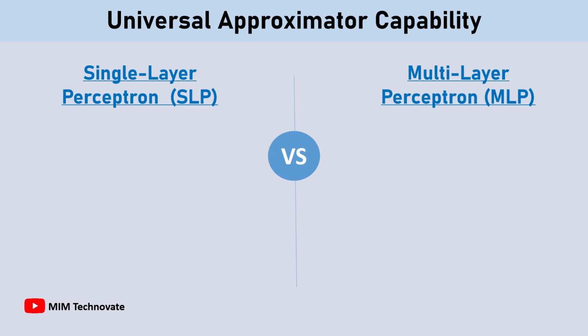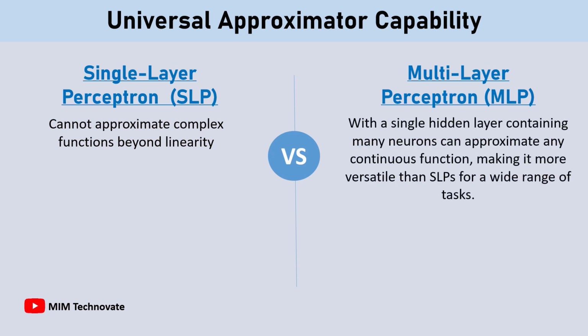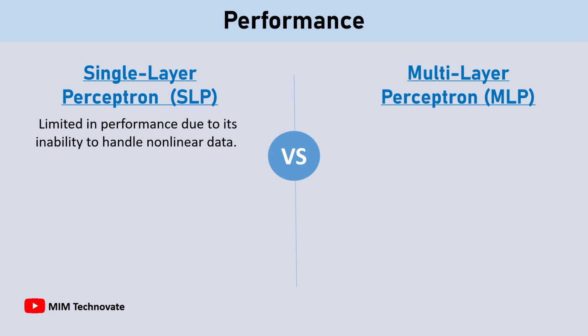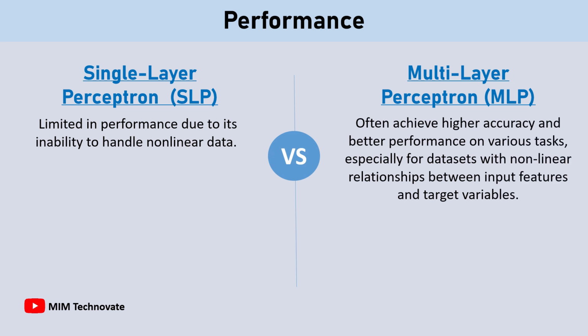Universal approximator capability. SLP cannot approximate complex functions beyond linearity. While MLP with a single hidden layer containing many neurons can approximate any continuous function, making it more versatile than SLPs for a wide range of tasks. Performance. SLP is limited in performance due to its inability to handle nonlinear data. Whereas, MLPs often achieve higher accuracy and better performance on various tasks, especially for datasets with nonlinear relationships between input features and target variables.